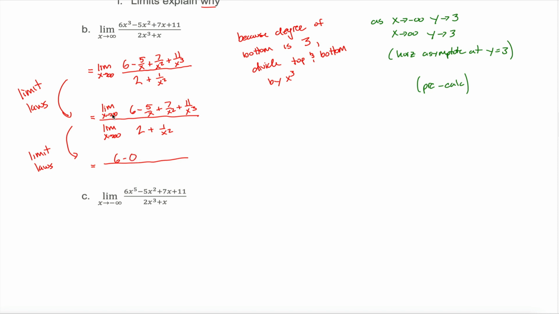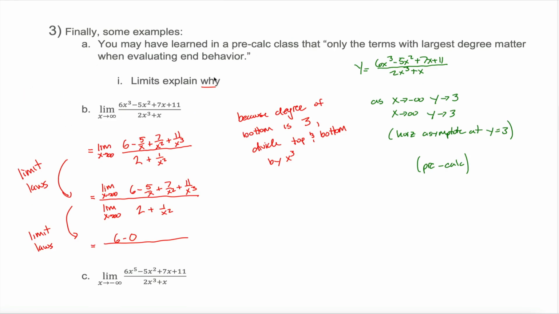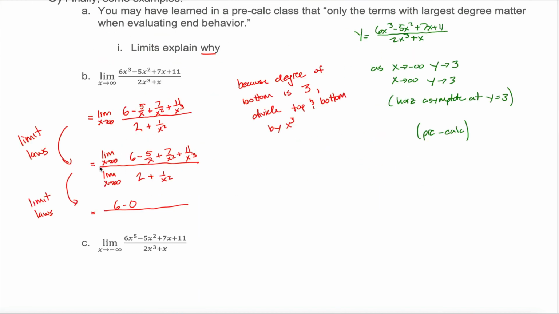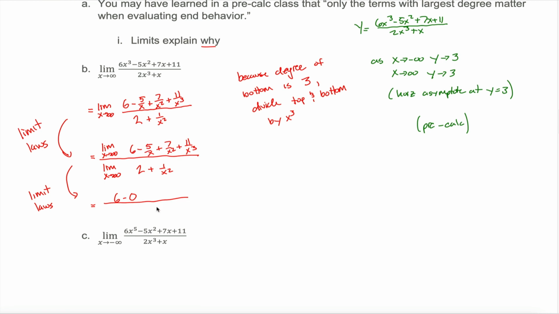Wait, why is the limit as x approaches infinity of 5 over x equal to 0? Well, remember, in the previous video, we showed that the limit as x approaches infinity of 1 over x is equal to 0. Because if I go way to the right on this graph, my height approaches 0. So the limit as x approaches infinity of 5 over x is just going to be 5 times the limit as x approaches infinity of 1 over x. Again, there's a limit law hidden in there. So it's going to be 5 times 0, in other words, 0.